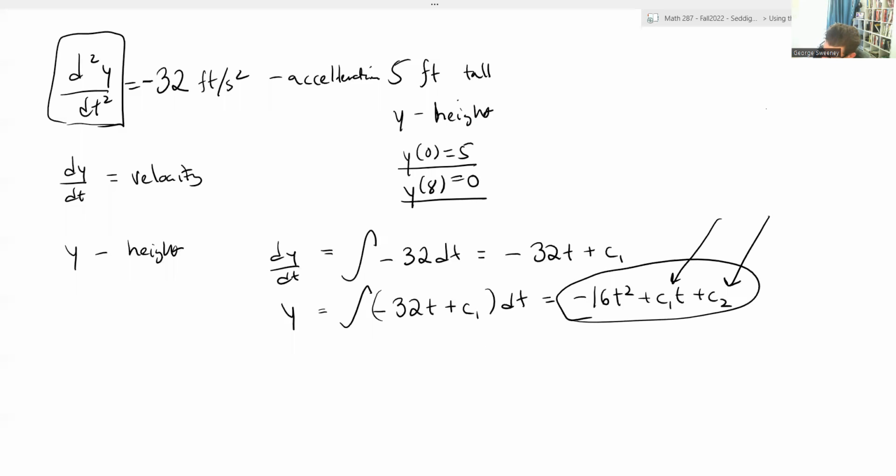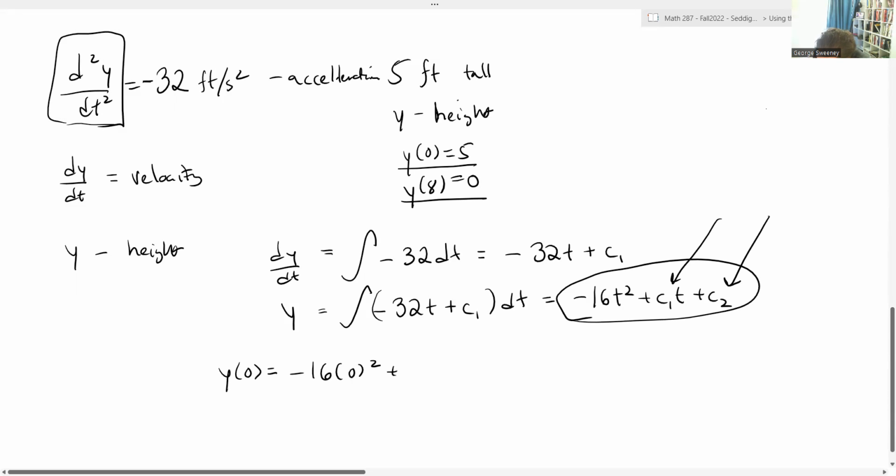So if I take y of 0, that's going to equal negative 16 times 0 squared plus c1 times 0 plus c2 equals 5. And if I simplify, I get that c2 is equal to 5. Okay, you can see that you're just multiplying stuff by 0.